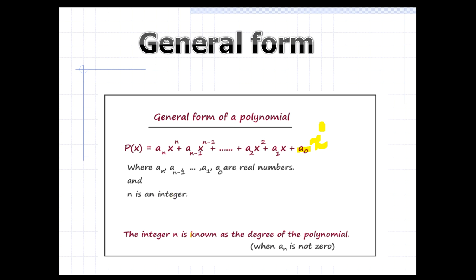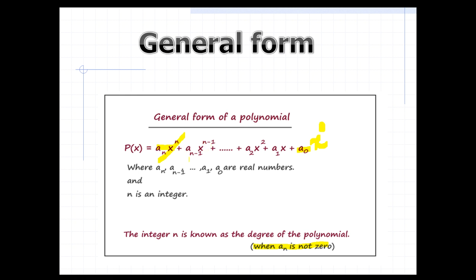The integer n is known as the degree of the polynomial because it is the highest power of the variable. This is only possible when the coefficient of x to the power n is not 0. Had it been 0, then this entire term becomes 0 and the degree of the polynomial would be n minus 1.